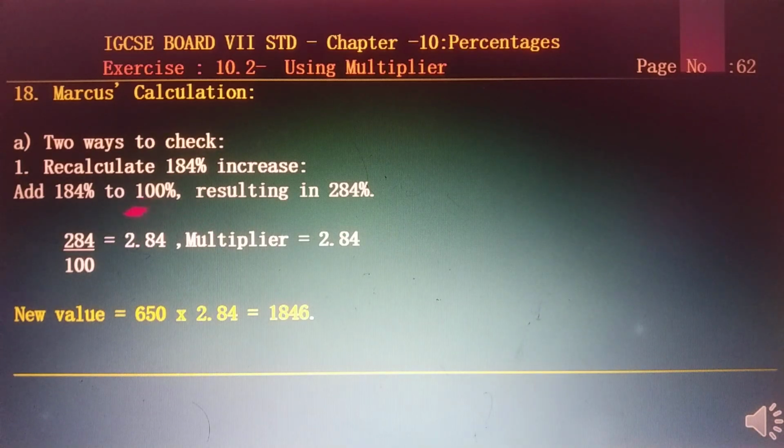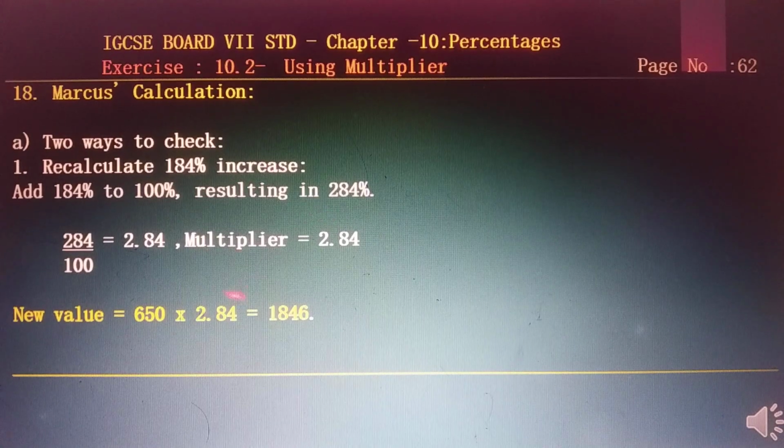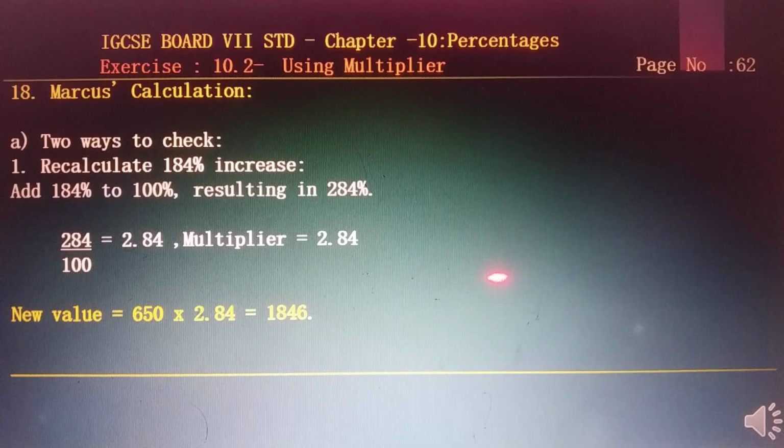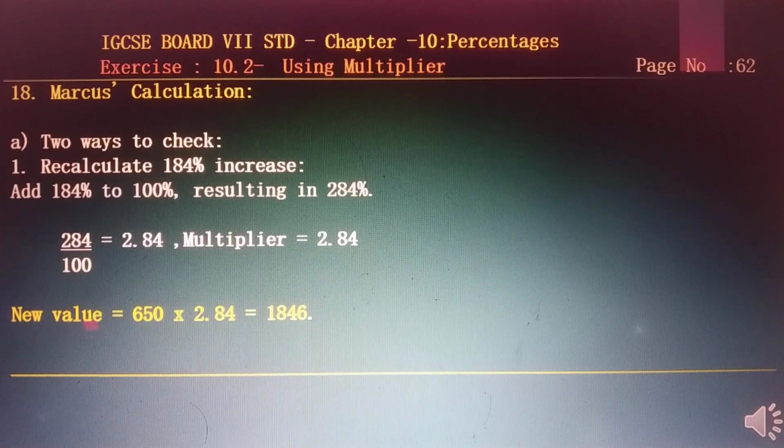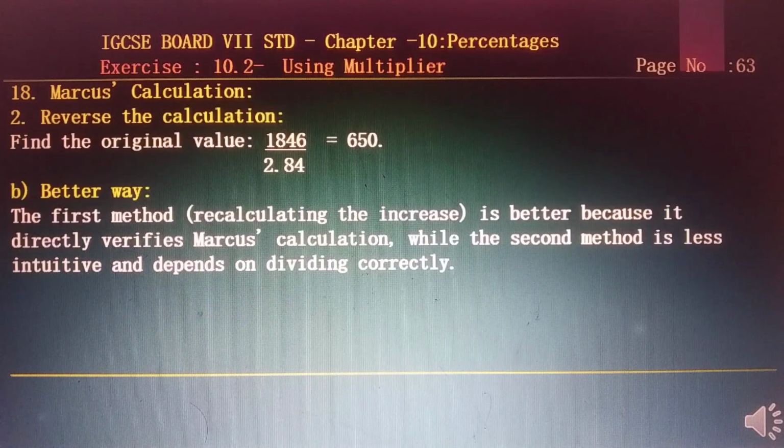Marker's calculations, two ways of checking. First, recalculate the 184% increase. Increase means we add only, so based on that we get a multiplier of 2.84. The new value is 650 multiplied by the multiplier 2.84, and we are getting 1846. The second way: revise the calculation to find the original value. 1846 divided by the multiplier, we are getting 650.